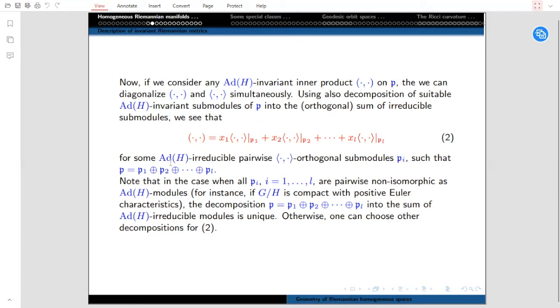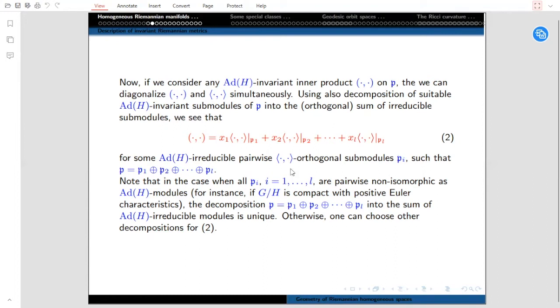Hence, if we have some decomposition in such a sum, then we can define a very easy family of inner products by this formula.